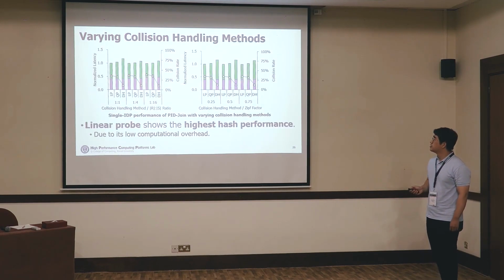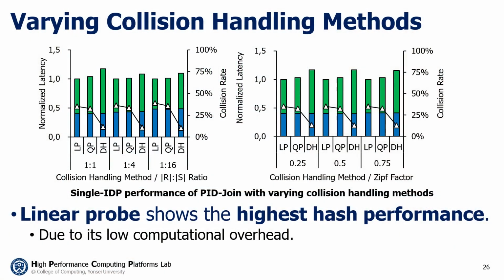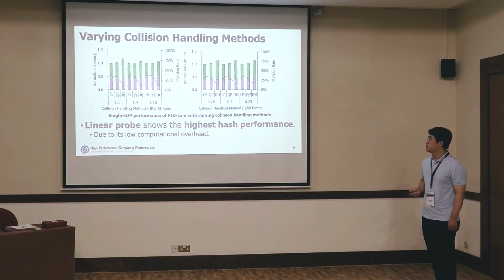One thing you may notice is the collision handling method for the hash join. Linear probing shows the shortest latency compared to quadratic probing and double hashing. However, with respect to the collision rate, linear probing shows the highest collision rate compared to quadratic probing and double hashing. This is because linear probing is the simplest algorithm that does not use complex arithmetic operations. However, quadratic probing uses a multiplying operation for finding the next bucket, and double hashing uses modulo operations. So linear probing shows the shortest latency.